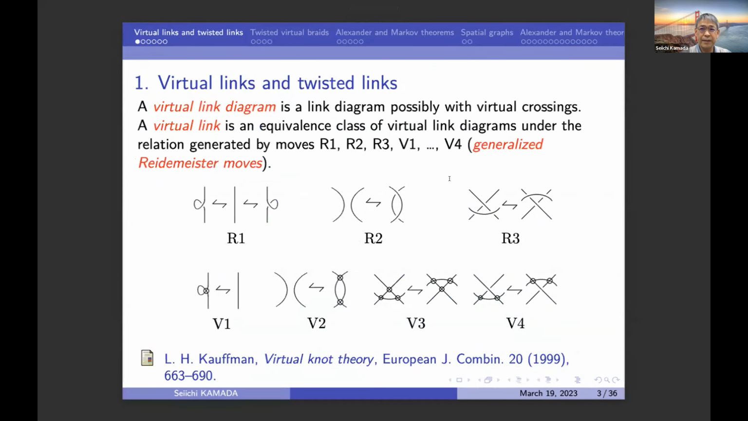And here is a definition of virtual links, but maybe we don't need to recall the definition of virtual links. Anyway, a virtual link is an equivalence class of virtual link diagrams by these moves R1, R2, R3, and V1, V2, V3, V4.